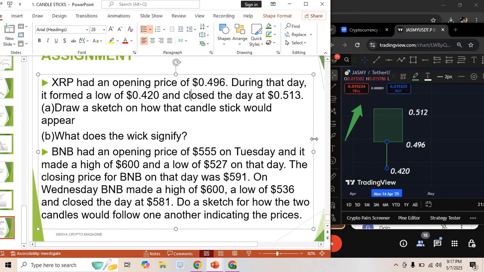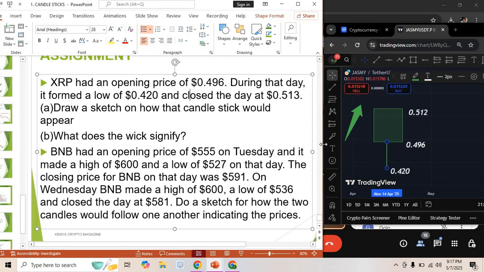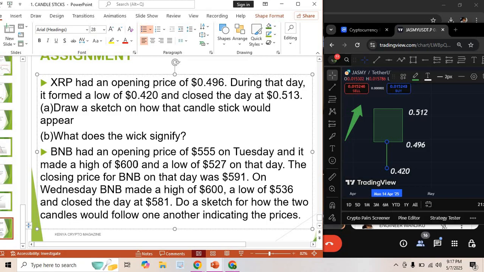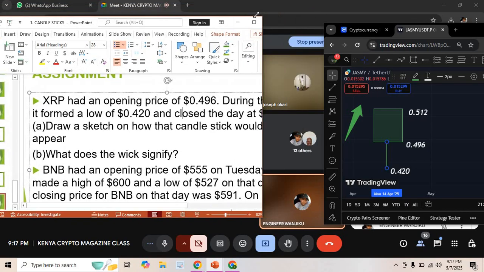BNB, this one. BNB had an opening price of 555 on Tuesday, and it made a high of $600 and a low of 527 on that day. The closing price for BNB was 591. On Wednesday, it closed that day at 581. Do a sketch of how the two candles will follow each other and indicate those prices.